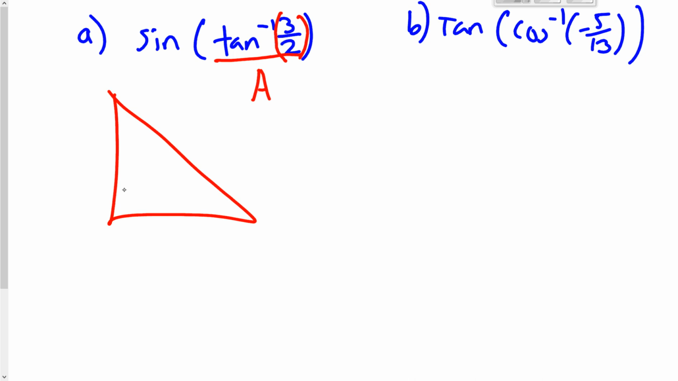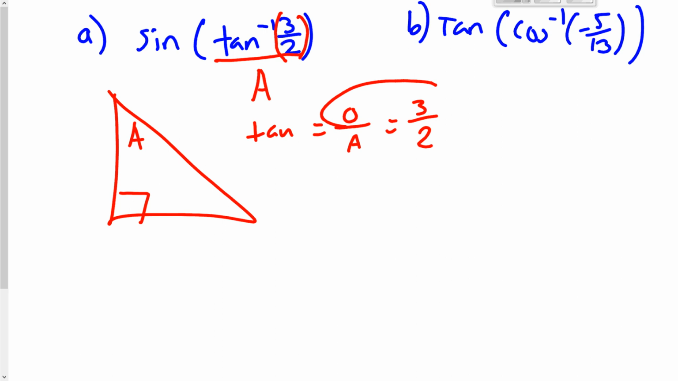So you could draw a right triangle and label an angle A, or theta, or whatever you want, right? And now we're doing tangent. Well, tangent is opposite over adjacent, correct? So the opposite would be the 3, and the adjacent would be the 2, so opposite of this angle A would be 3, and this would be 2.